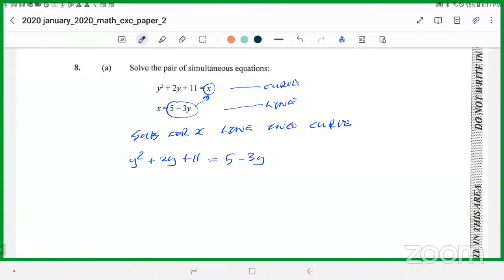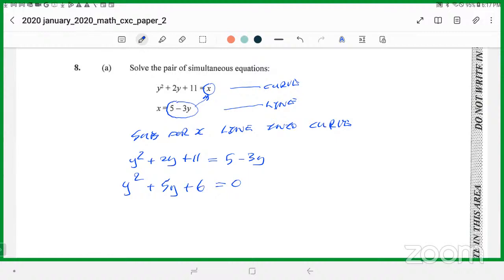That's a quadratic equation in y, so we're going to be finding the y values first. Remember, you have to transpose everything and leave 0 alone on the right side, because you want to set it in the standard form of a quadratic equation. So this is the only y squared term there. This negative 3y comes over, add to that 2y to give me 5y. This 5 comes over and subtract from the 11 to give me 6. 11 minus 5 is 6, equals 0.